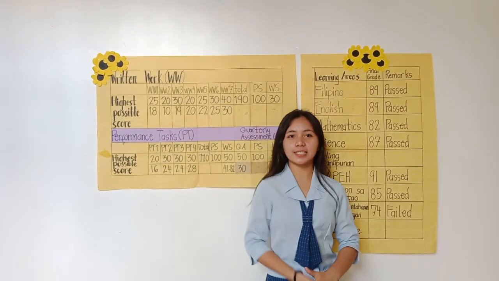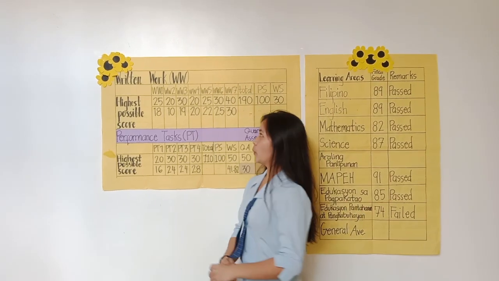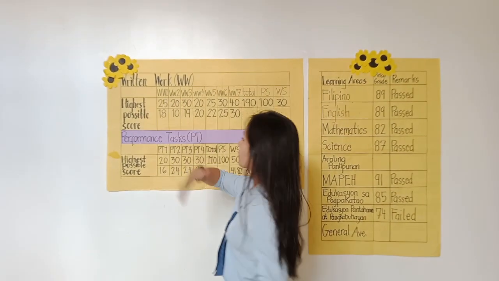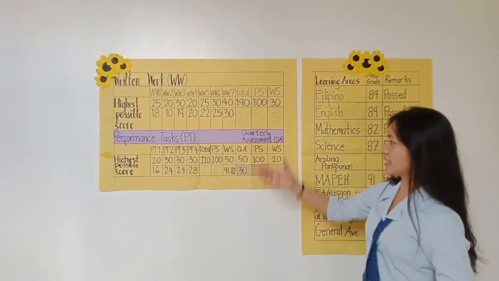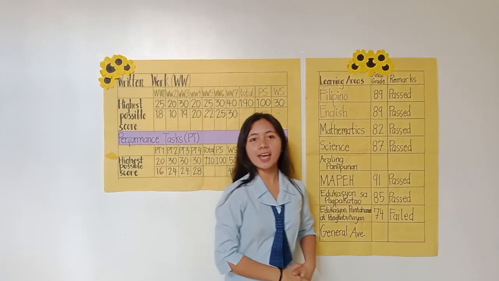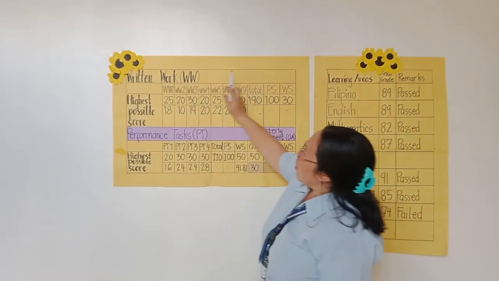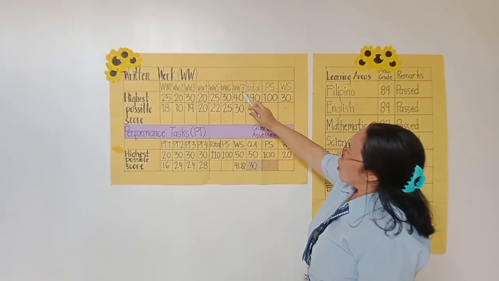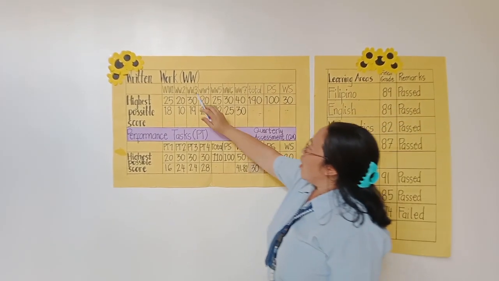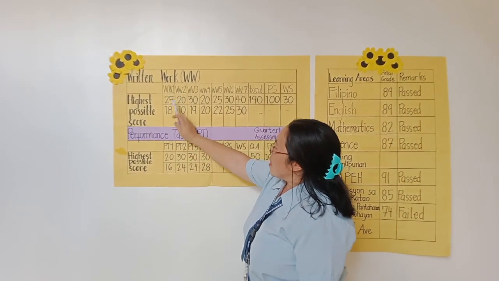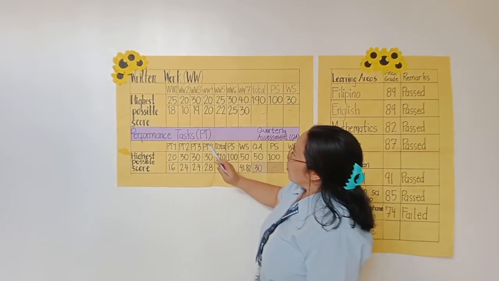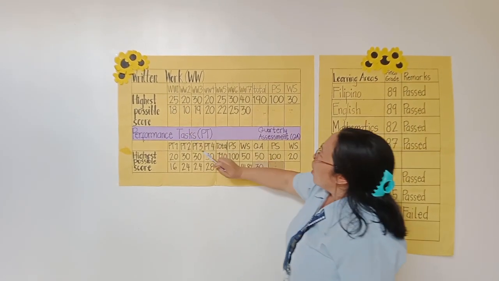For task 2, we will discuss the grading system of K-12. We have here the written work, performance task, and the quarterly assessment of Miss Maris in the subject Araling Panlipunan. So, we are now going to compute the written work of Miss Maris. For written work 1, the highest possible score is 25. She only got 18 points.